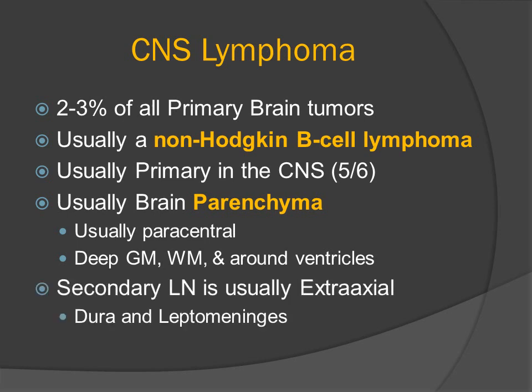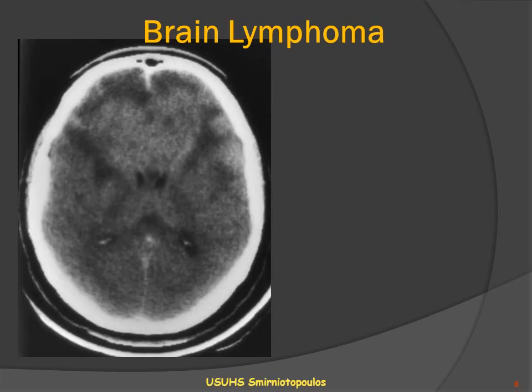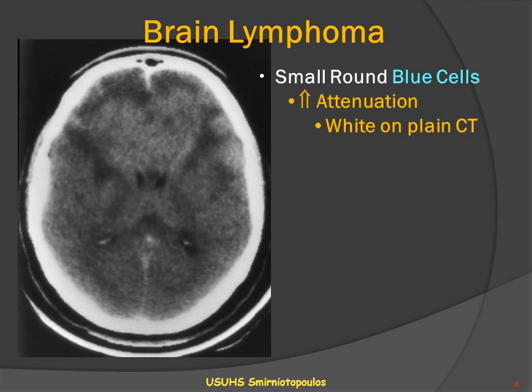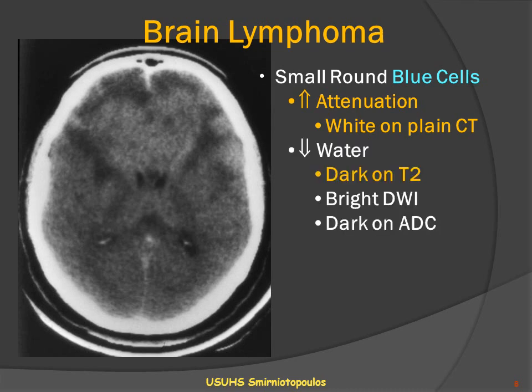In contrast, secondary CNS lymphoma is usually extraaxial, involving the dura and or the leptomeninges. So primary brain lymphoma typically is a hyperattenuating lesion on the non-contrast CT scan because this is a classic small, round blue cell tumor. Because the cells have a lot of DNA and they're very closely packed, they can attenuate the X-ray beam. Because they have decreased water, they may be dark on the T2 weighted MR.